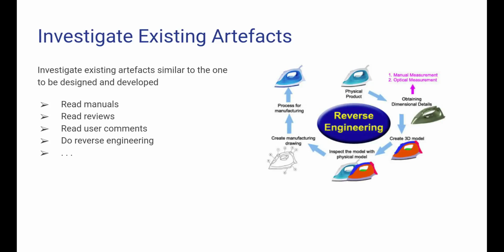Still another way is to do some reverse engineering. In that case, you start with an existing completed artifact, for example, some physical object. You decompose it, you look into its inner structure, and from that you try to derive models, drawings, architectures behind it, and from those you can derive requirements.